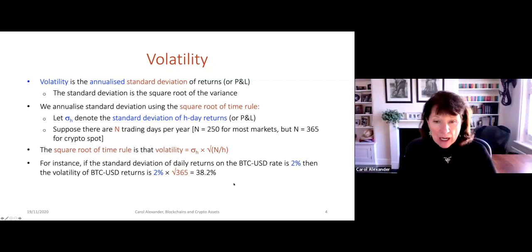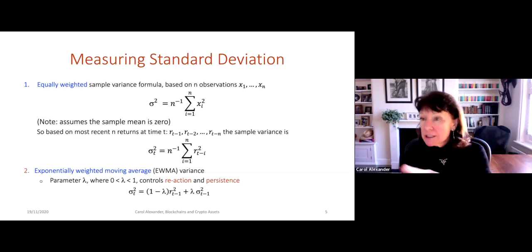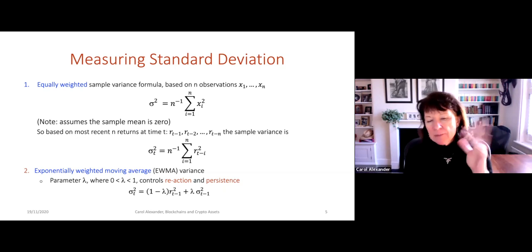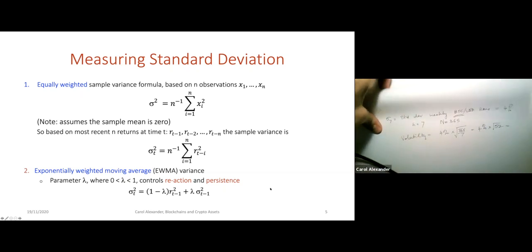Hello again. Okay, so how do we measure this standard deviation? Well, there are two ways, an equally weighted method and an exponentially weighted method. And I'm going to do these in an Excel spreadsheet, so you'll see it actually happening in practice. Now, you may remember the formula for a sample variance. I'm going to keep calling it sigma, not S squared, just to avoid introducing too much notation. So you will probably remember this formula.